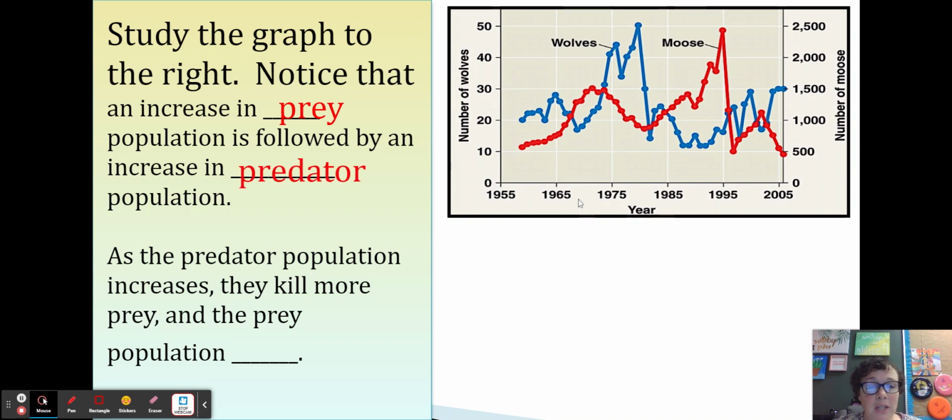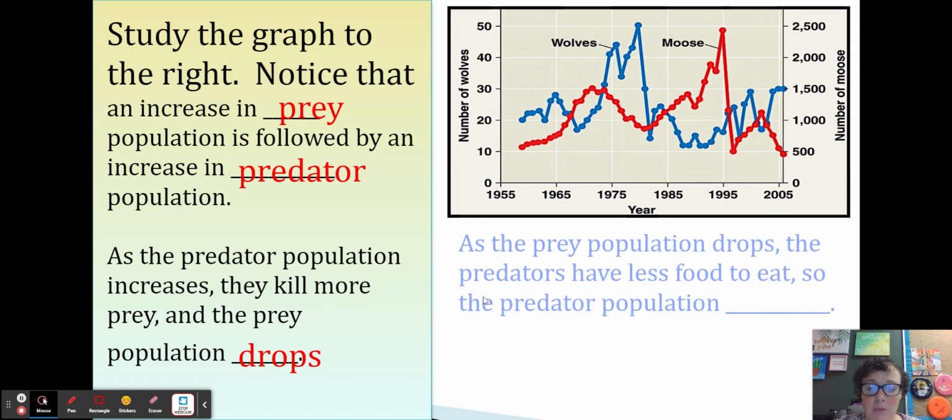So notice that whenever we have an increase in prey, whenever we have more moose, shortly after the moose increase, we start to also see an increase in the predator population. But as systems go, as we have more predators, what's going to happen to the prey? They're going to eat more prey, and then that causes the prey population to drop. Well, then the wolves starve and the wolf population drops. So predator and prey relationships are great balancing relationships that balance those two populations in an ecosystem. They're very important.